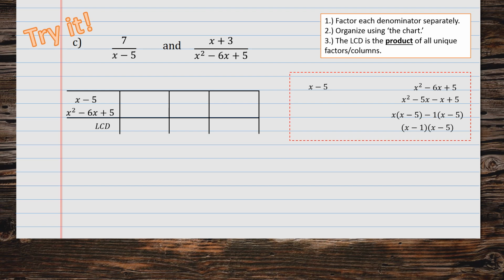In the chart for your first denominator of x minus 5, since it does not factor, x minus 5 is the one and only factor. Your second denominator is made up of x minus 5 along with x minus 1. So your first column represents x minus 5, your second column is x minus 1, so therefore your LCD should be x minus 5 times x minus 1.